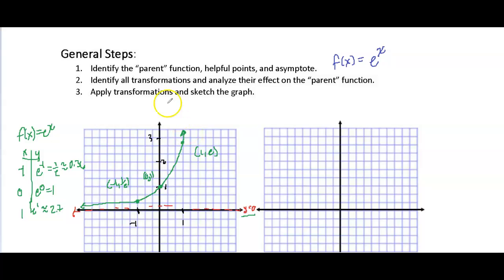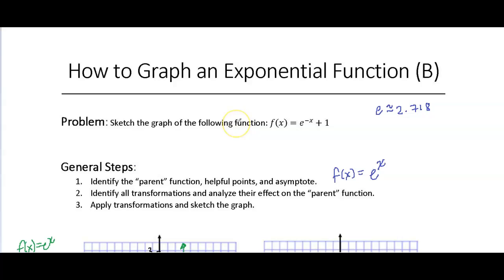So next, we're going to identify the transformations and analyze their effects on our parent function. Well, it looks like we have our first transformation here, which is f of -x. Remember, that is a reflection about the y-axis, meaning if we have the y-axis here and the x-axis here, it would reflect from side to side that way. And then after that, we'll have a vertical shift upward by 1 unit.